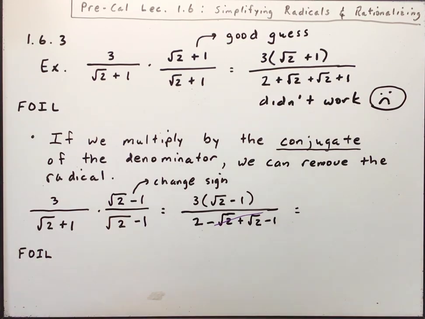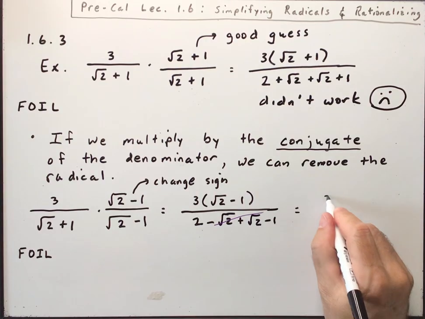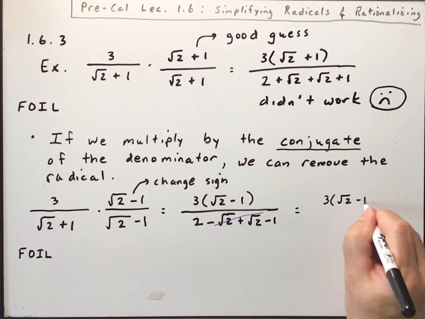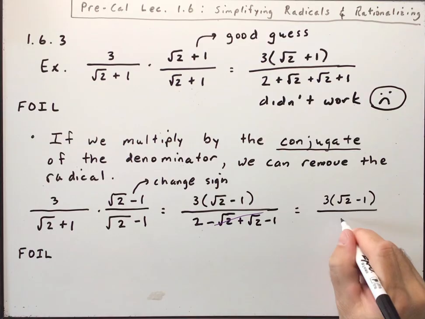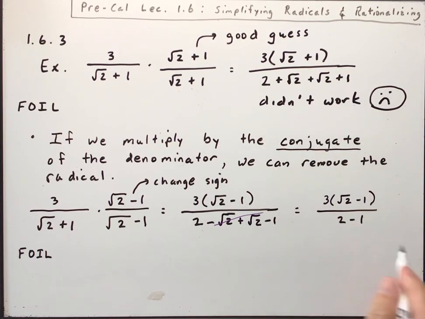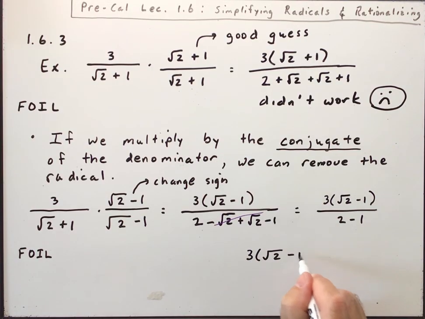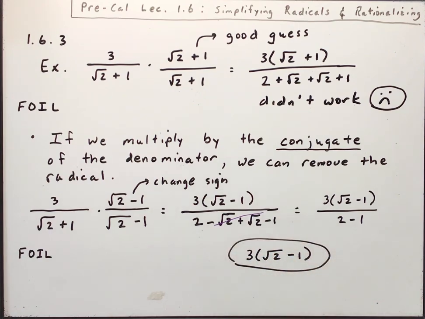They cancel out, and you're just left with 2 minus 1. So you'd have 3 times the square root of 2 minus 1 over 2 minus 1, which is just 1. So you don't even have to write the denominator. That's 3 times the square root of 2 minus 1. All right.